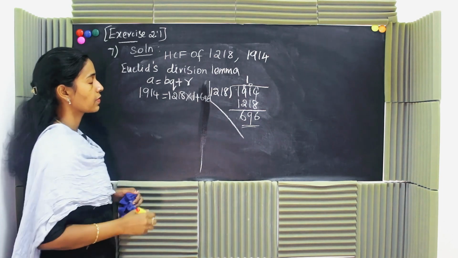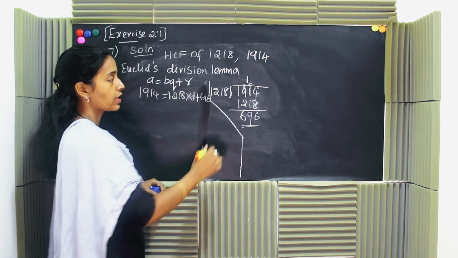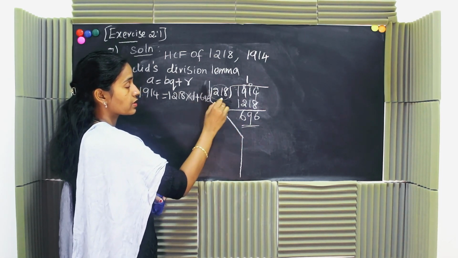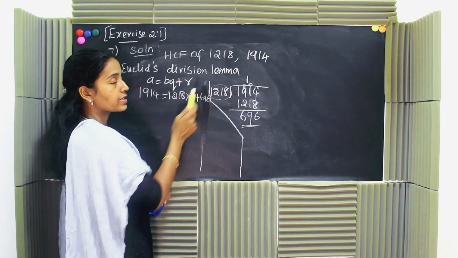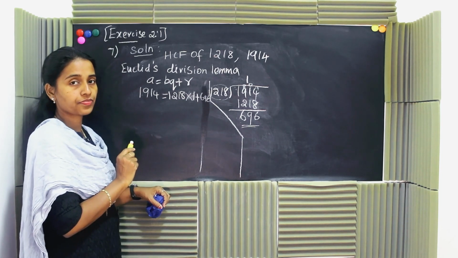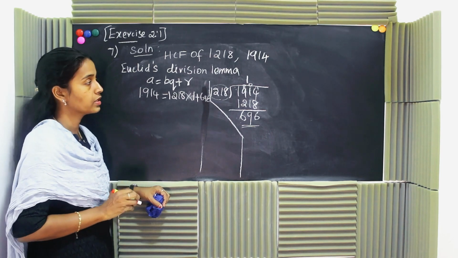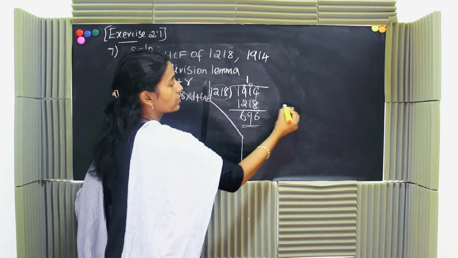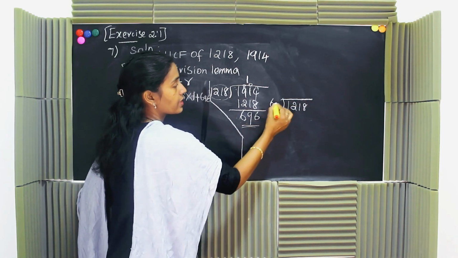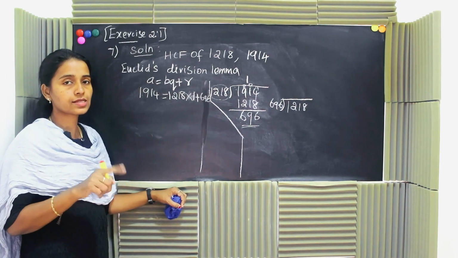696, right? So in the next step, what do I have to do? I have to divide this by this, right? This divisor becomes the dividend, and this remainder becomes the divisor. That is the concept of the algorithm, Euclid's division algorithm. So I need to divide 1218 by 696, right? So 1 into 696 is 696.